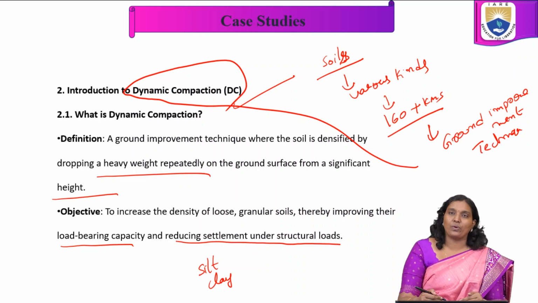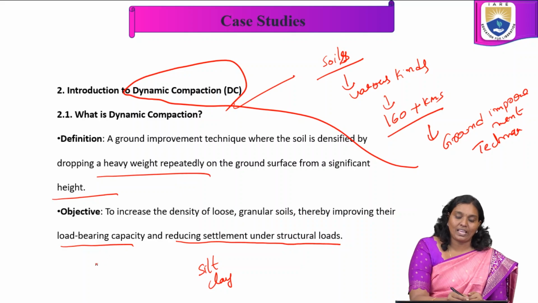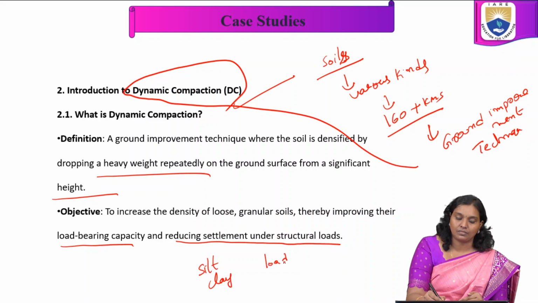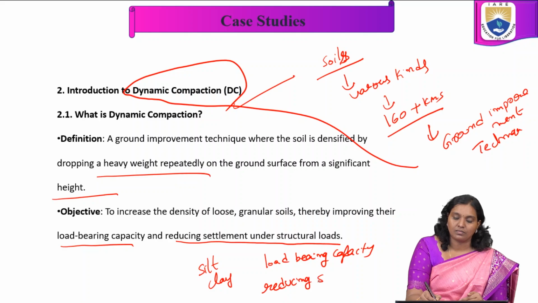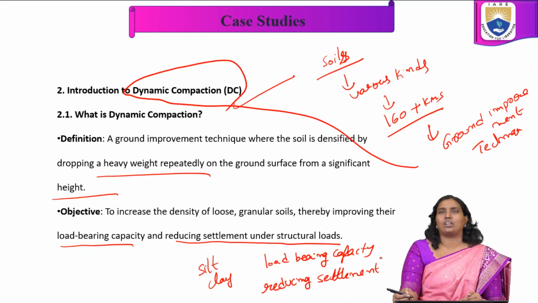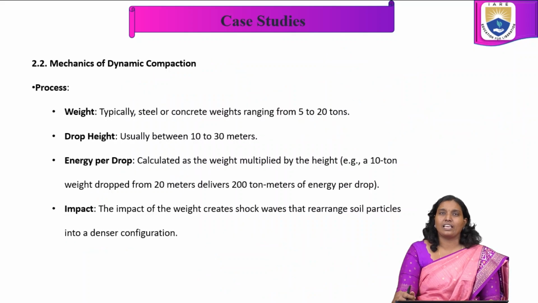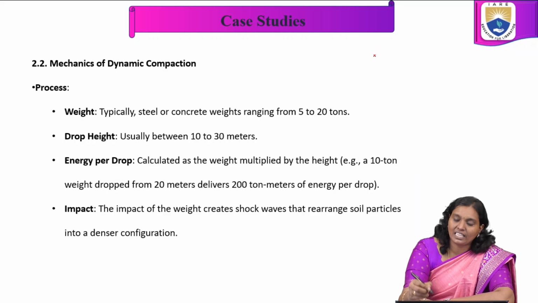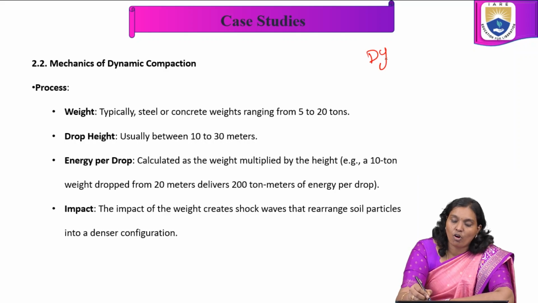So here we are going to improve the load bearing capacity and reduce the settlement under structural loads. These are all the parameters which are involved in this particular case study. So we consider dynamic compaction as our ground improvement technique.